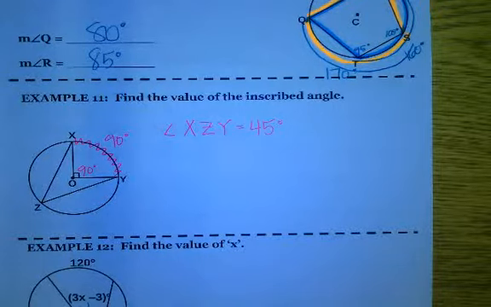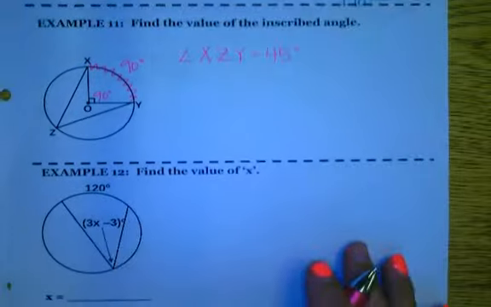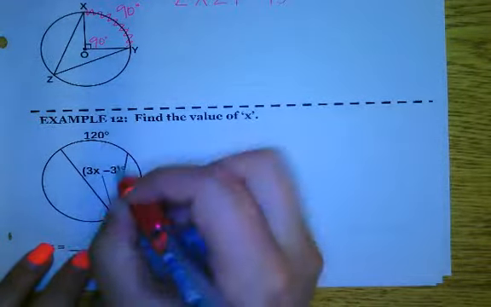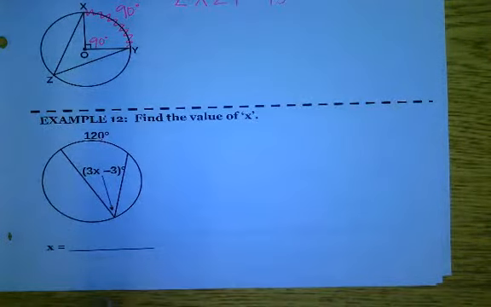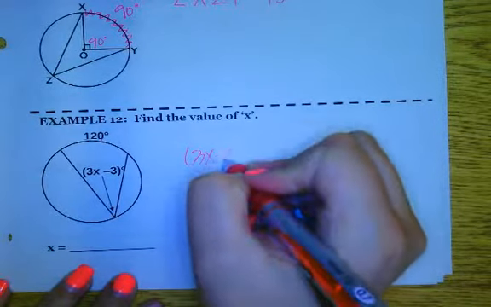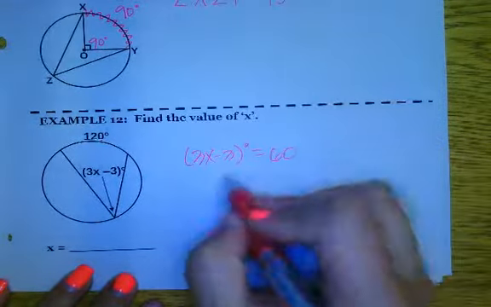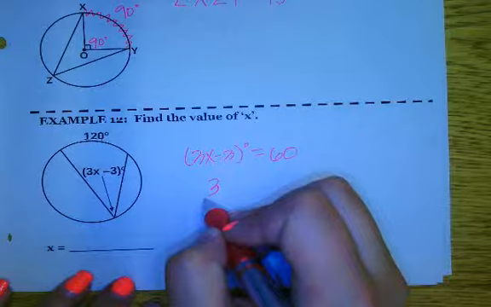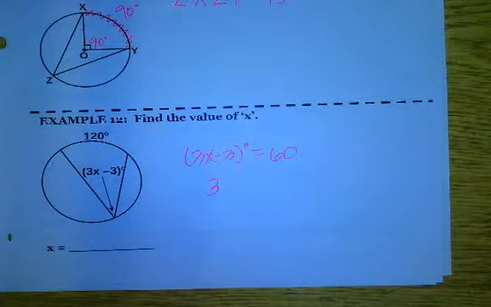Find the value of x. Okay, if this is 3x minus 3 and that's 120, what does the measure of 3x minus 3 need to be equal to? 60. So when the angle opens up to the circle, the central angle is the same measure as the minor arc, and the inscribed angle is half. If it's on the center, it's the same for both. If it lies on the circle, it's half. Okay, so you have 3x equals 63, so what does x equal? 21.